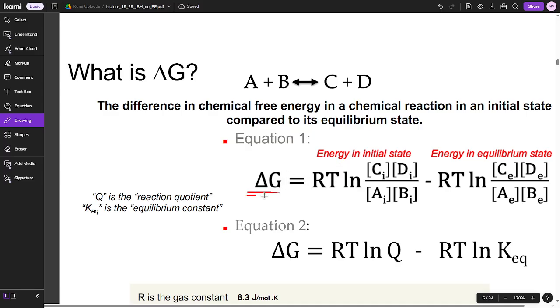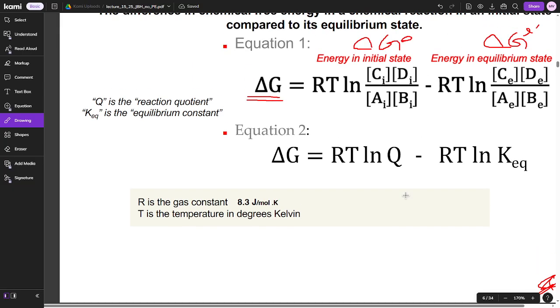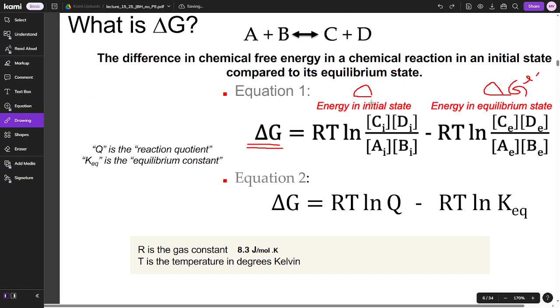So the overall delta G is going to be equal to the energy in the initial state minus the energy in the equilibrium state. So delta G naught prime, I think, if I'm not mistaken, and then delta G naught. I can't remember the exact notation. This is actually technically Q. So for this section right here, this is going to be KEQ and this is going to be Q, right? The reaction quotient versus the equilibrium constant.